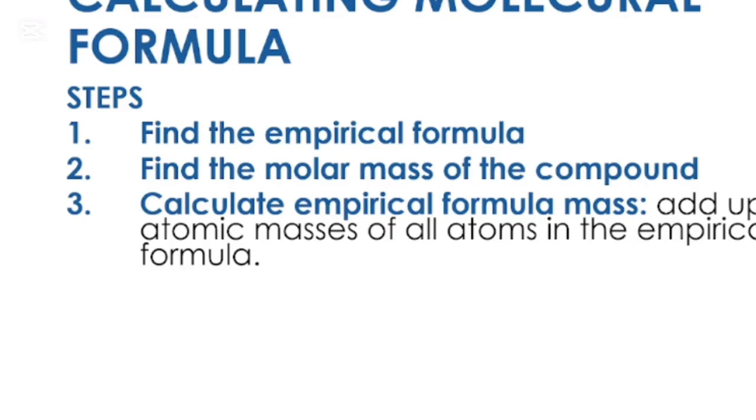Calculate the empirical formula mass. How do we find that? We add up the atomic masses of all the atoms in the empirical formula. Let's say CH2O.